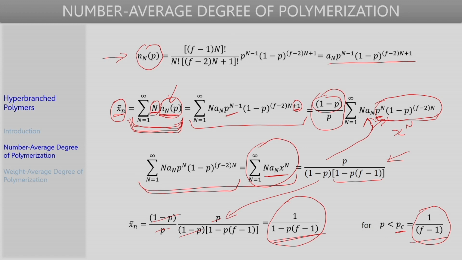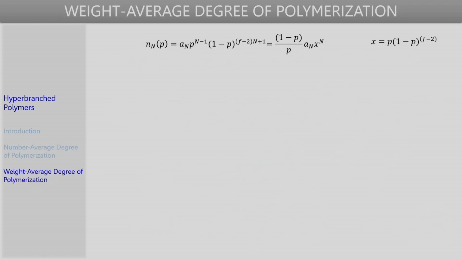Next, using a similar approach, we can also find out the weight average degree of polymerization. The good thing about this approach is that apart from the number average degree of polymerization, the weight average degree of polymerization can also be obtained. Again we start with the expression for the number fraction of an n-mer that we have developed earlier, and the expression for x in terms of p, and we note that the weight average degree of polymerization is simply the ratio of the summation of n square np by the summation of n np, and both summations are from n equal to 1 to infinity. This is something that we are not explicitly proving, but it can easily be shown.